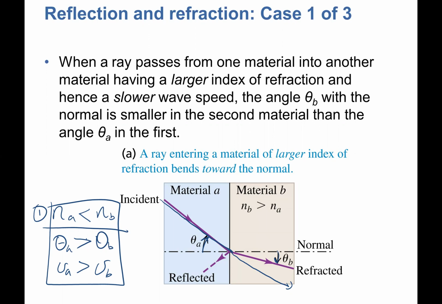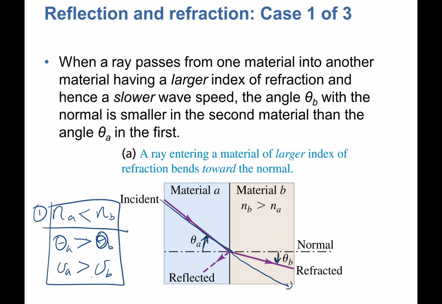For the case where medium B, the second medium, has a higher index of refraction than medium A, the light will bend toward the normal and it will slow down. That's why you have theta B less than theta A, and VB less than VA. So you get that.